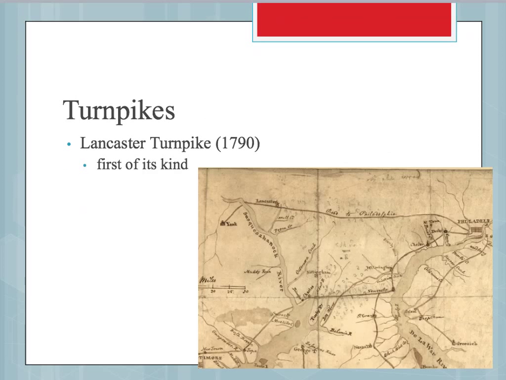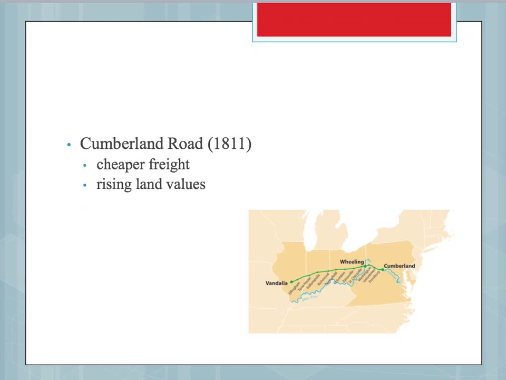The first part of this revolution is roads, all right, and more particularly turnpikes. The first one is created before the time period we're talking about, in 1790, with the Lancaster Turnpike, which was the first, I guess you could call it, long-ranging, long road that we built in this country. We moved from there to the Cumberland Road in 1811, as you can see right here, the route that it runs.